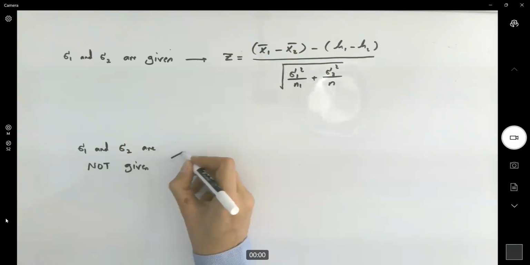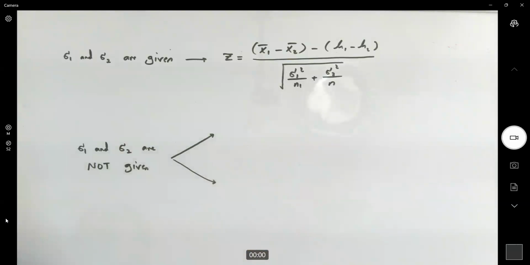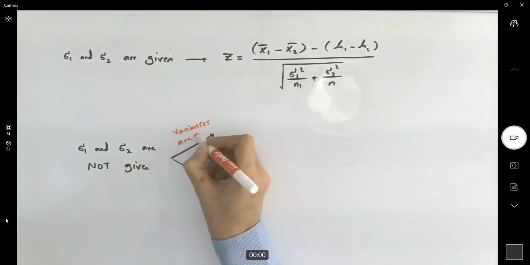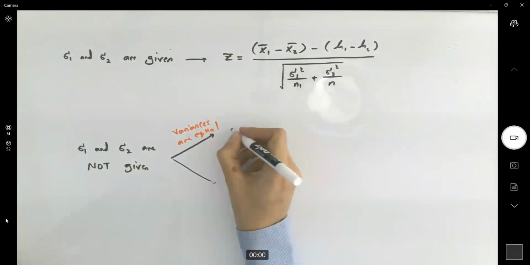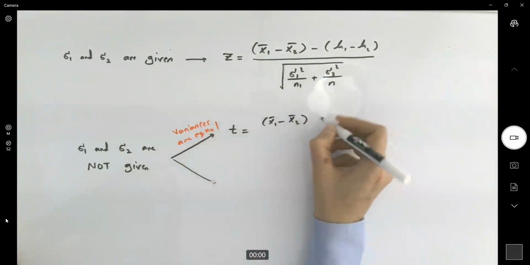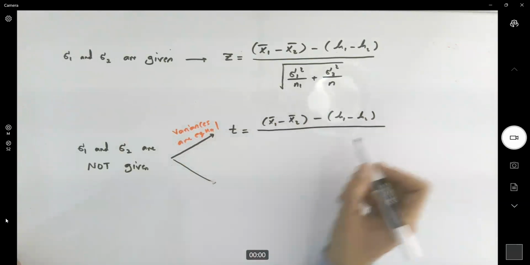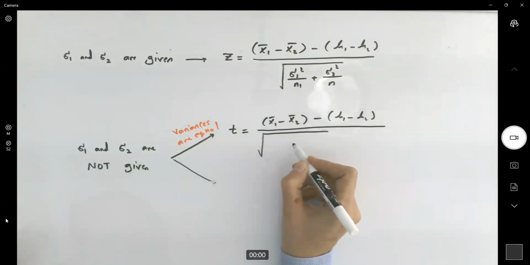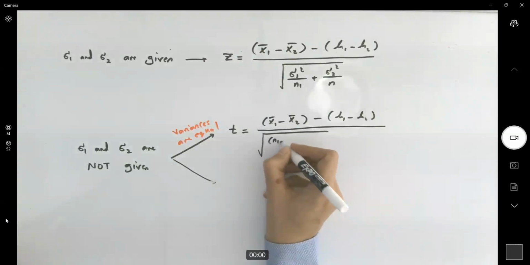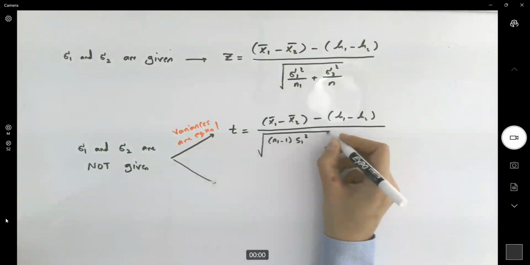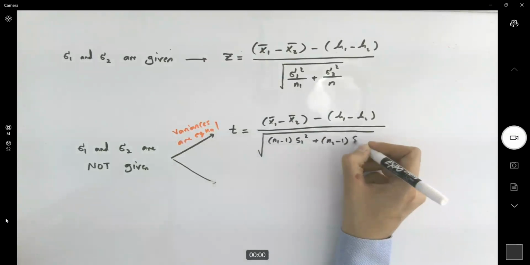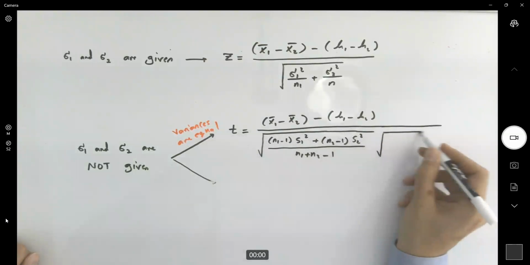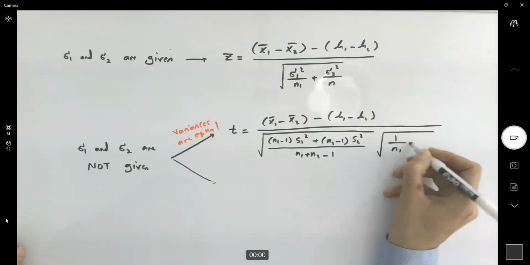In that case, if the question mentions that variances are equal, your t is going to be x1 bar minus x2 bar minus mu1 minus mu2, divided by the multiplication of two radicals. The first radical is the pooled estimate of standard deviation, sigma hat, which is the square root of n1 minus 1 times s1 squared plus n2 minus 1 times s2 squared, over n1 plus n2 minus 2, multiplied by the second radical, the square root of 1 over n1 plus 1 over n2.